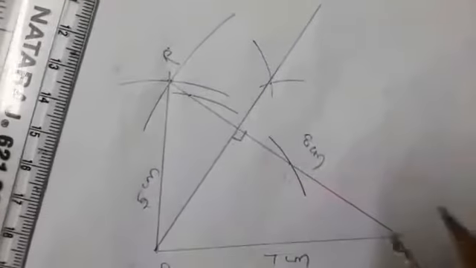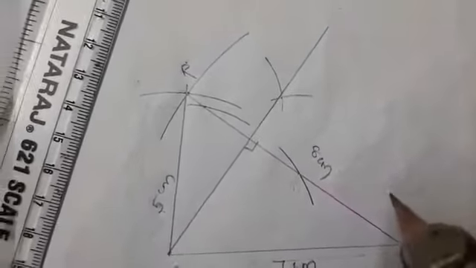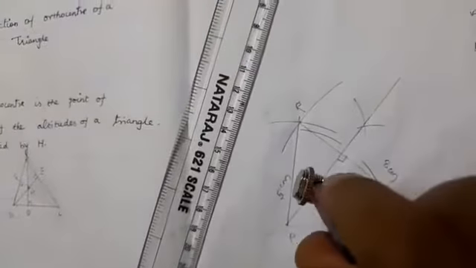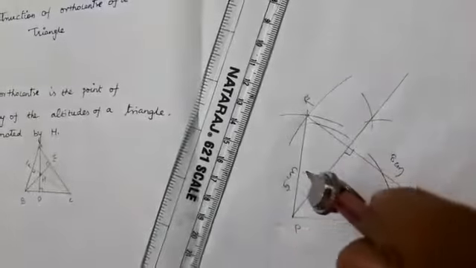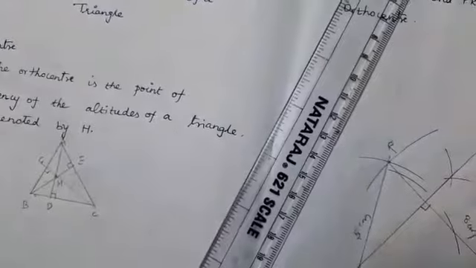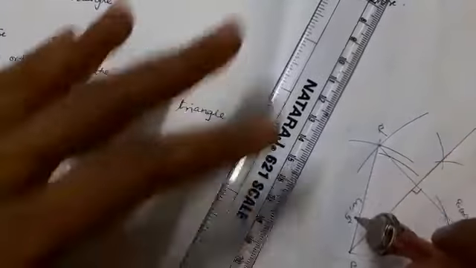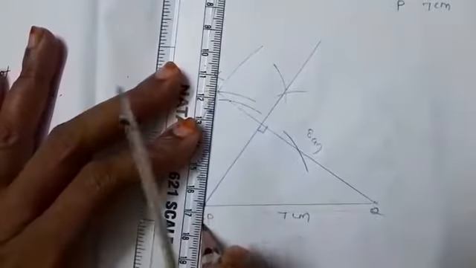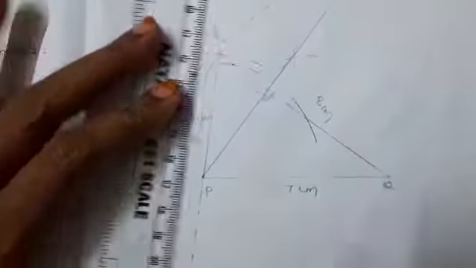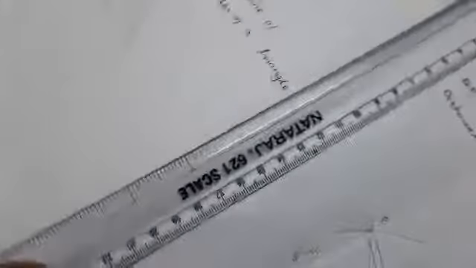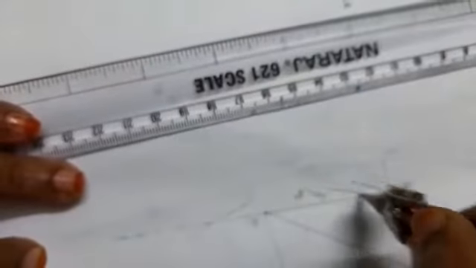Now I draw another altitude from Q. So at Q, draw the same two arcs, cut the line segment PR. So I have only one point, so I just extend this line segment. Now check it at Q. Yes, now I get two arcs.